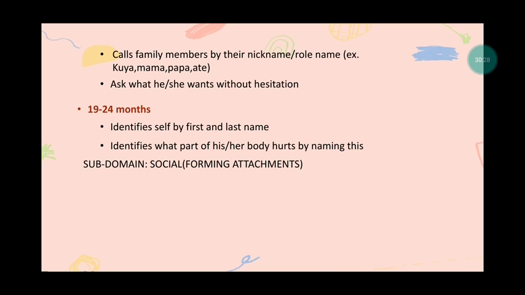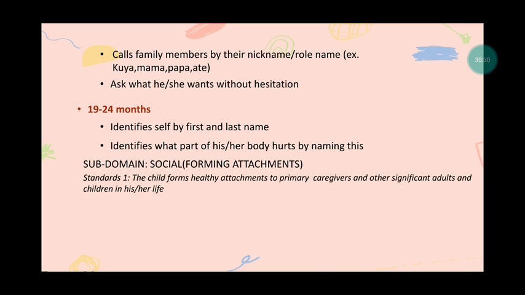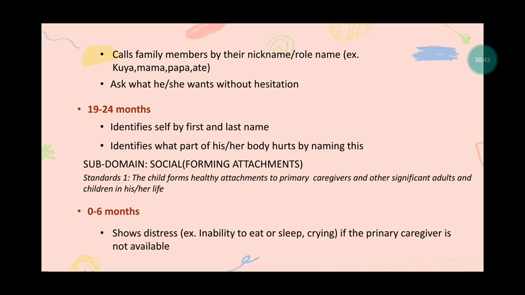Subdomain social, forming attachments. Standards 1. The child forms healthy attachments to primary caregivers and other significant adults and children in his or her life. 0 to 6 months. Shows distress. Example, inability to eat or sleep or crying if the primary caregiver is not available.